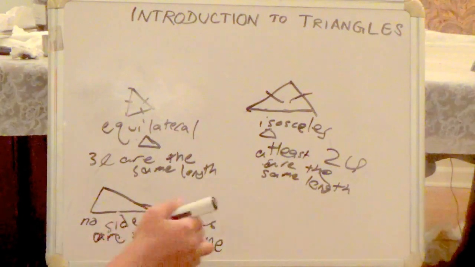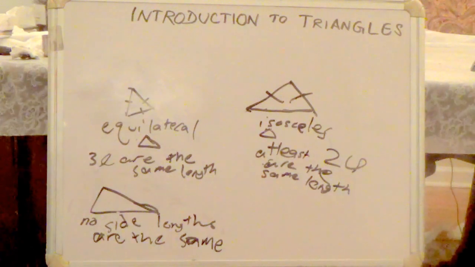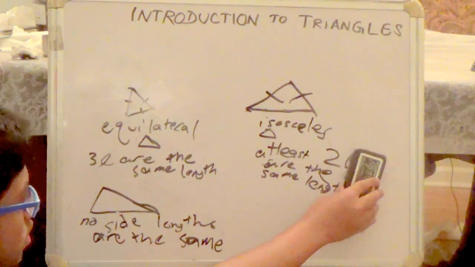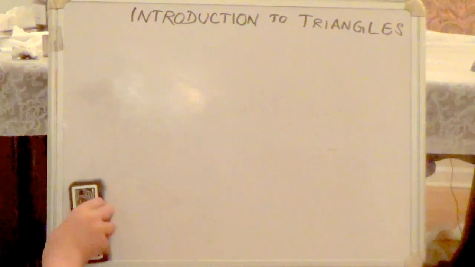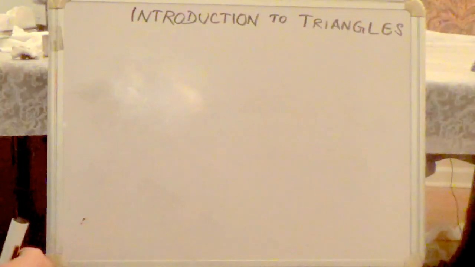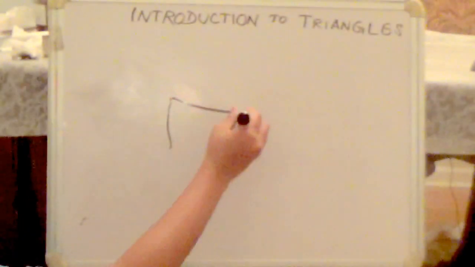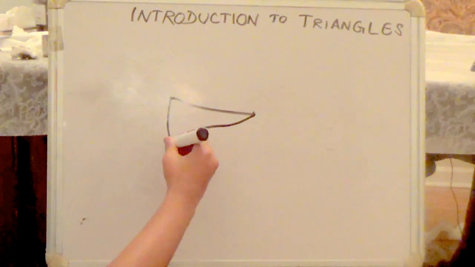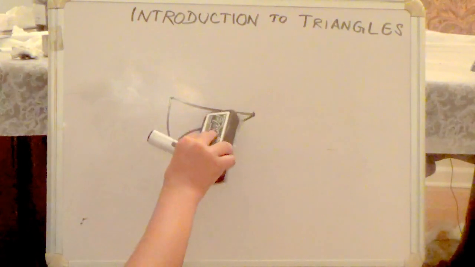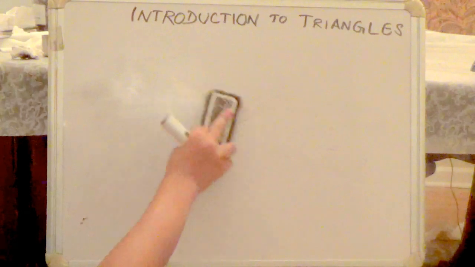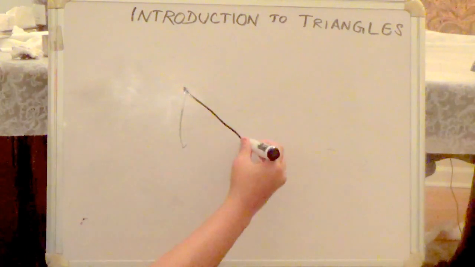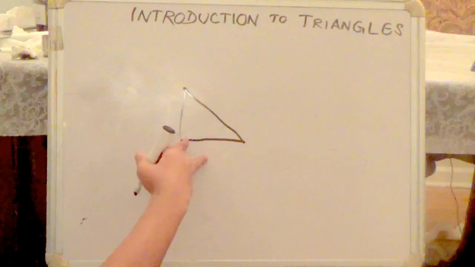Okay, so that's good. Now that we learned how to classify all these triangles, let's clarify the terms for triangles. Okay, so let's pick a random triangle, or an arbitrary triangle. Assume this is a triangle. Actually, let's use this as a better example.